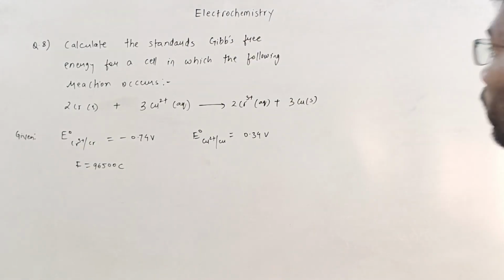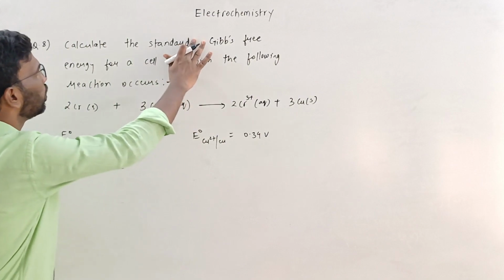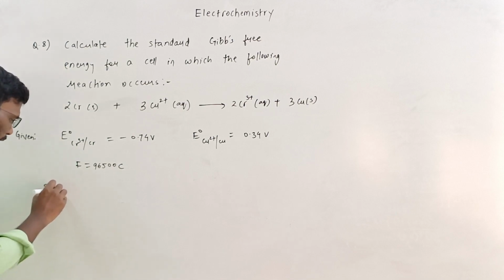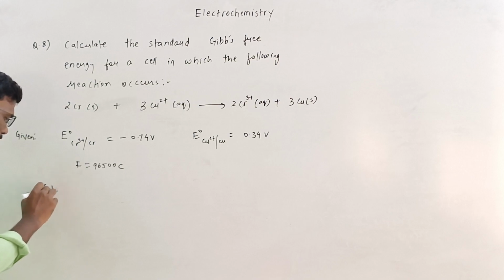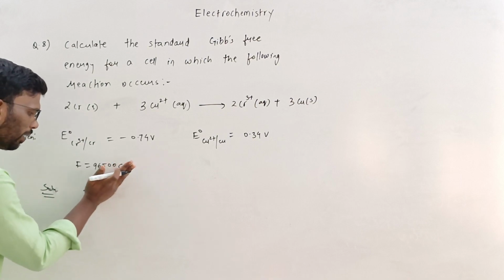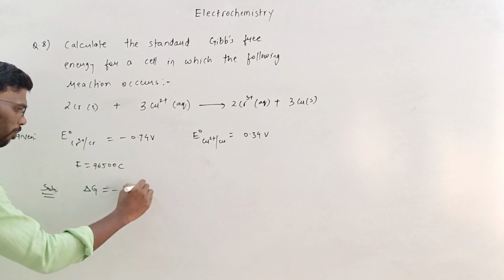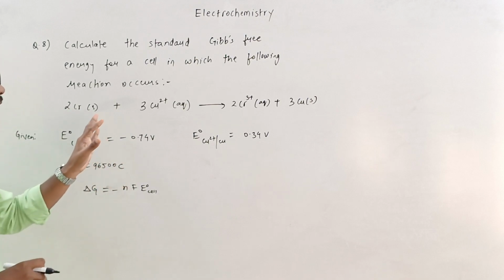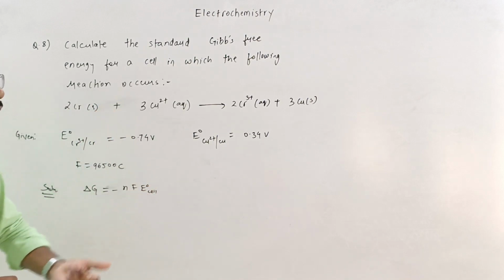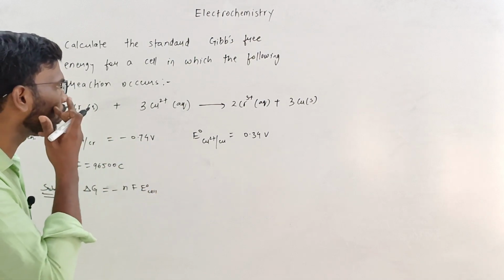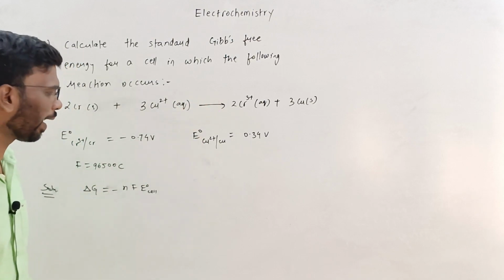So this question, calculate the standard Gibbs free energy for a cell in which the following reaction takes place. Okay. So Gibbs free energy, how is it given? The relation is what? Delta G is equal to minus nF E naught cell. Now what is the n value for this? See, I can figure out n to be 6, but if we do it systematically, writing half cell reactions, then it will be perfect, right? We should know how to write the half cell reaction, then we will get the n value.